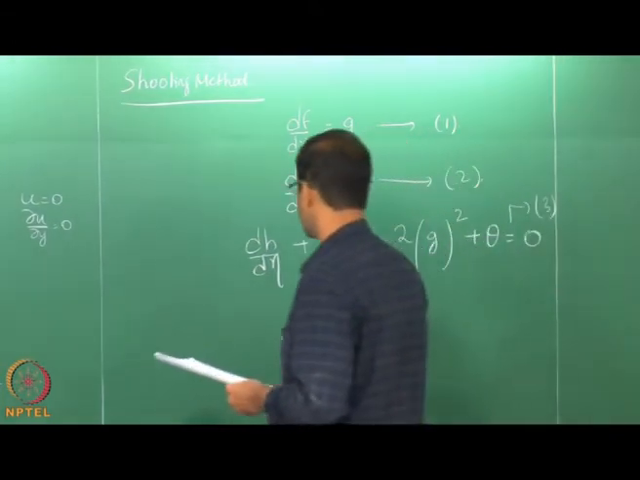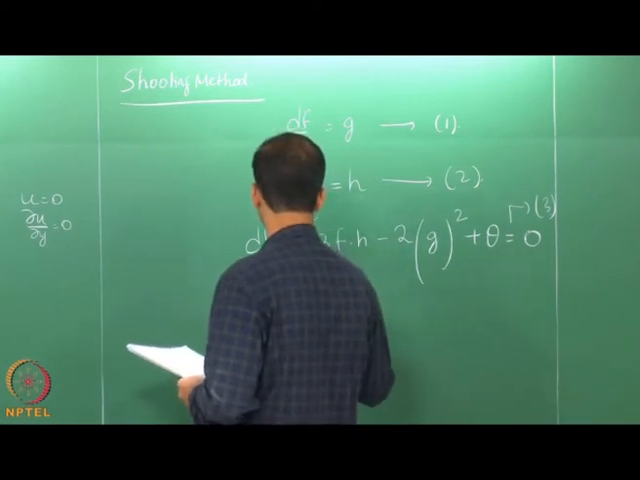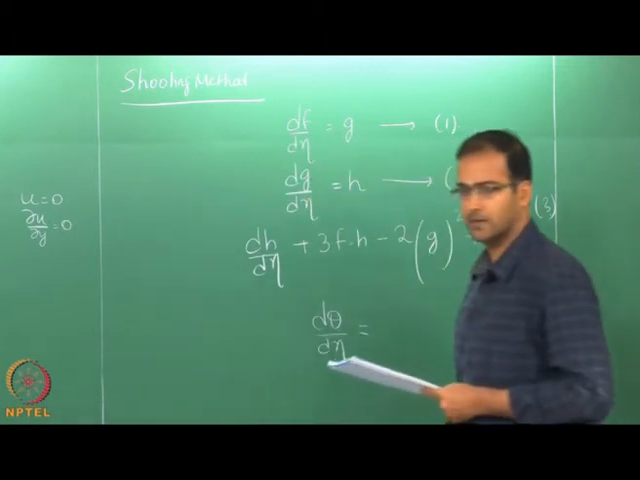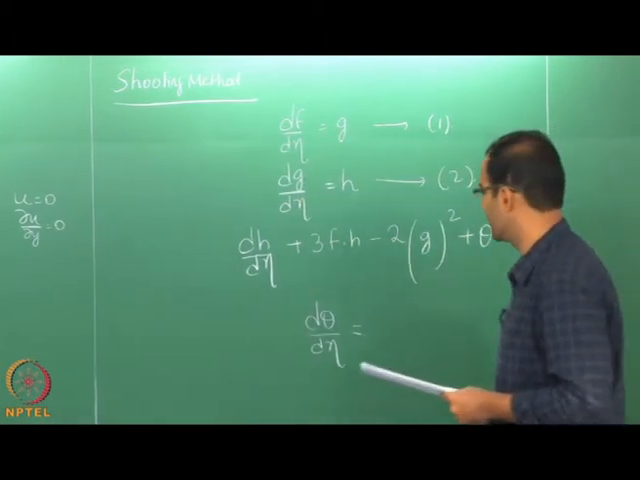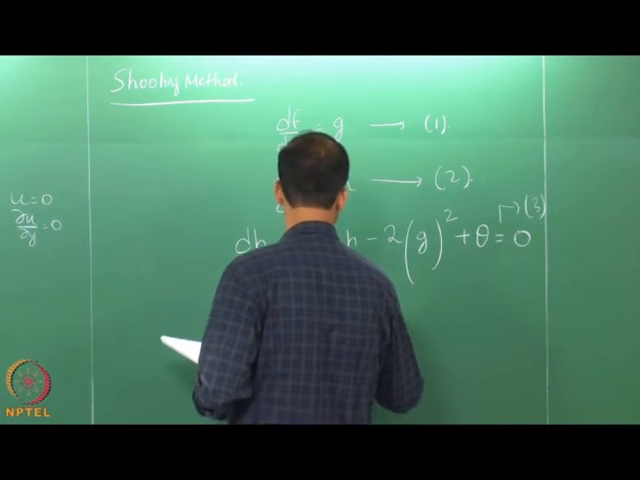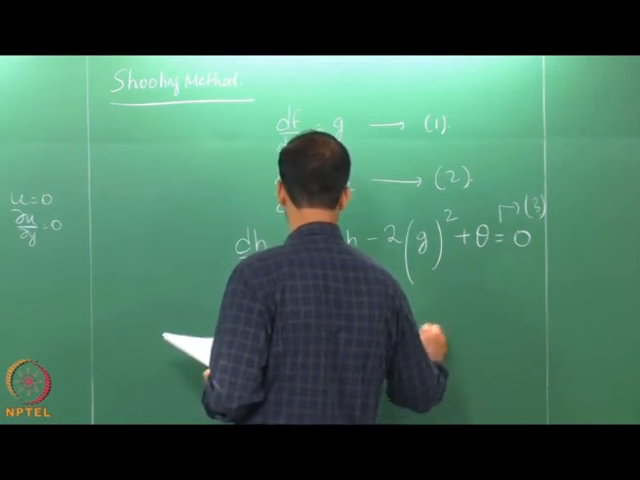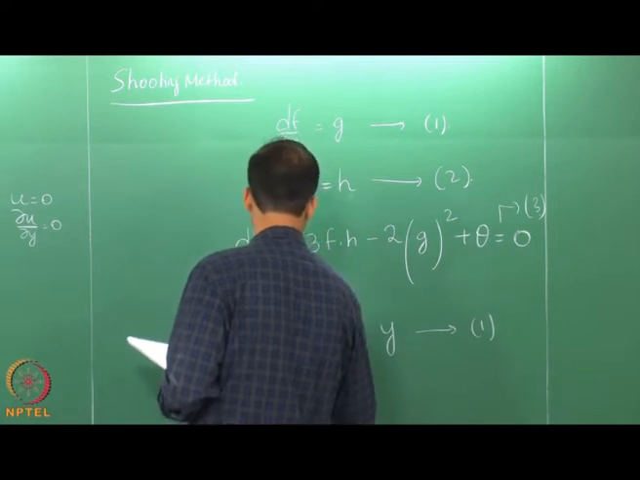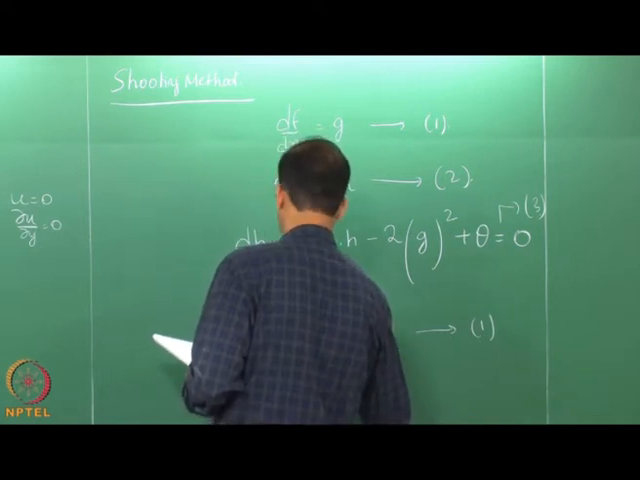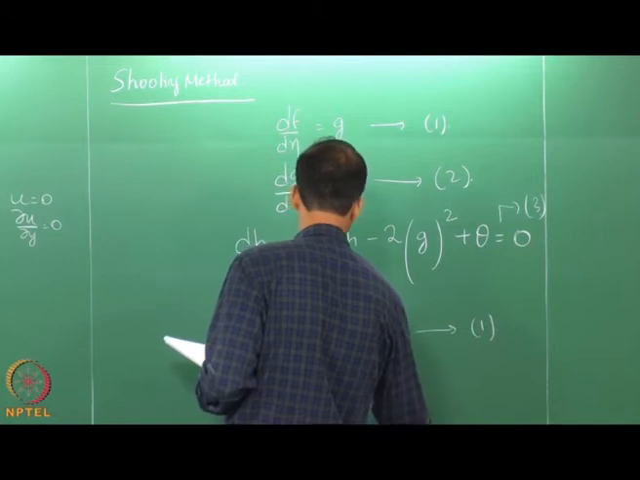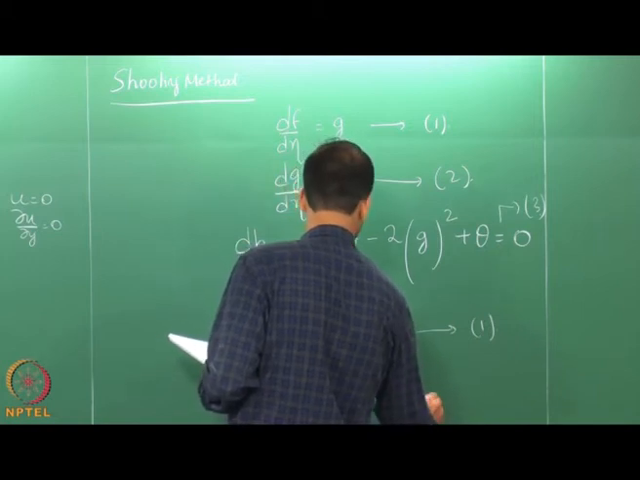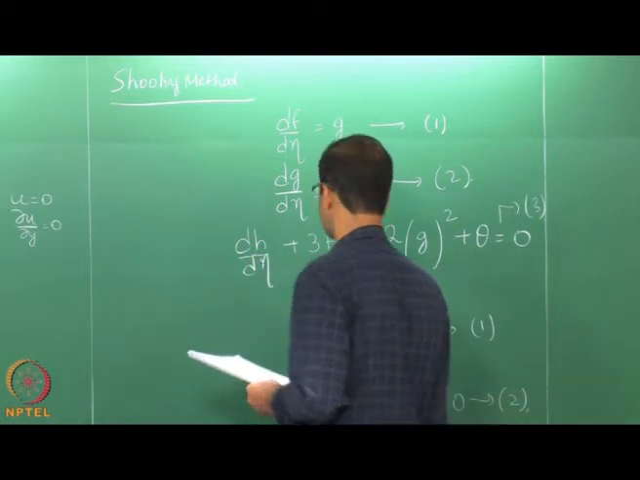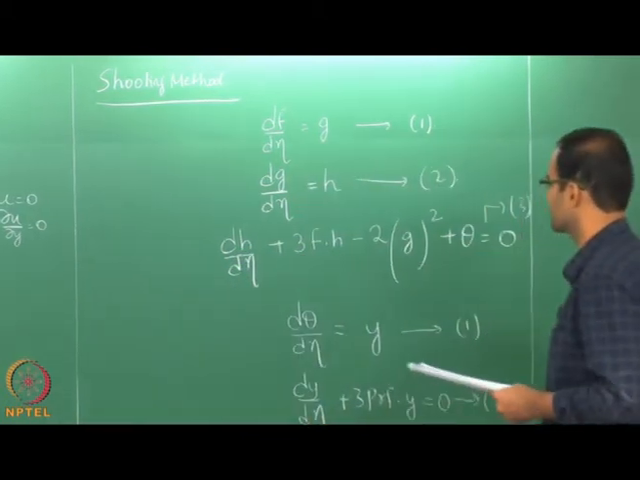Similarly, your energy equation, we can say d theta by d eta. So, what do you use generally? d theta by d eta is equal to, let us say something like y. Okay. This is your first order ODE. Next, you have dy by d eta plus 3 Pr f into y is equal to 0. Okay.